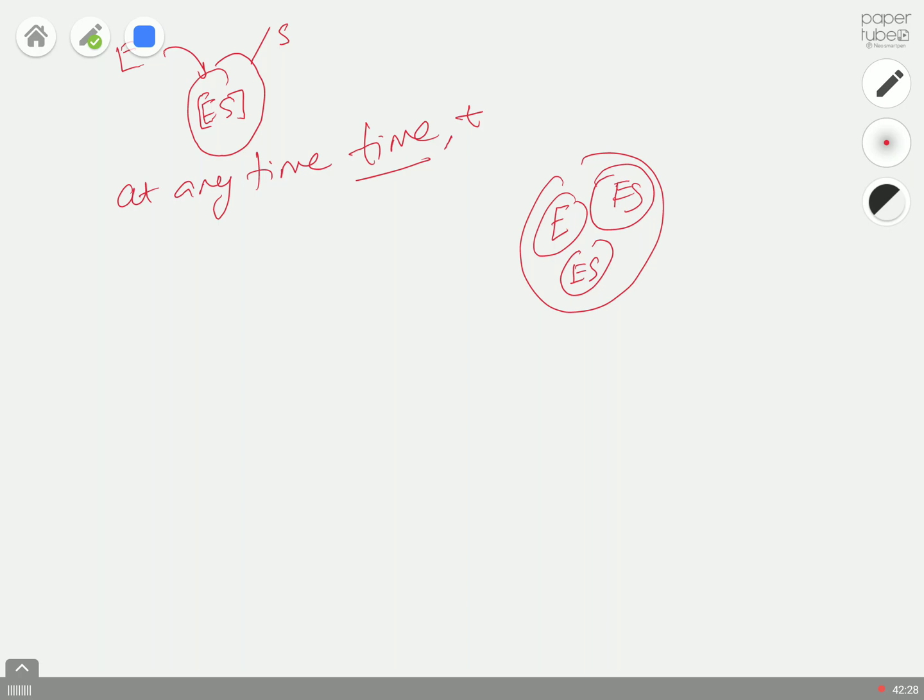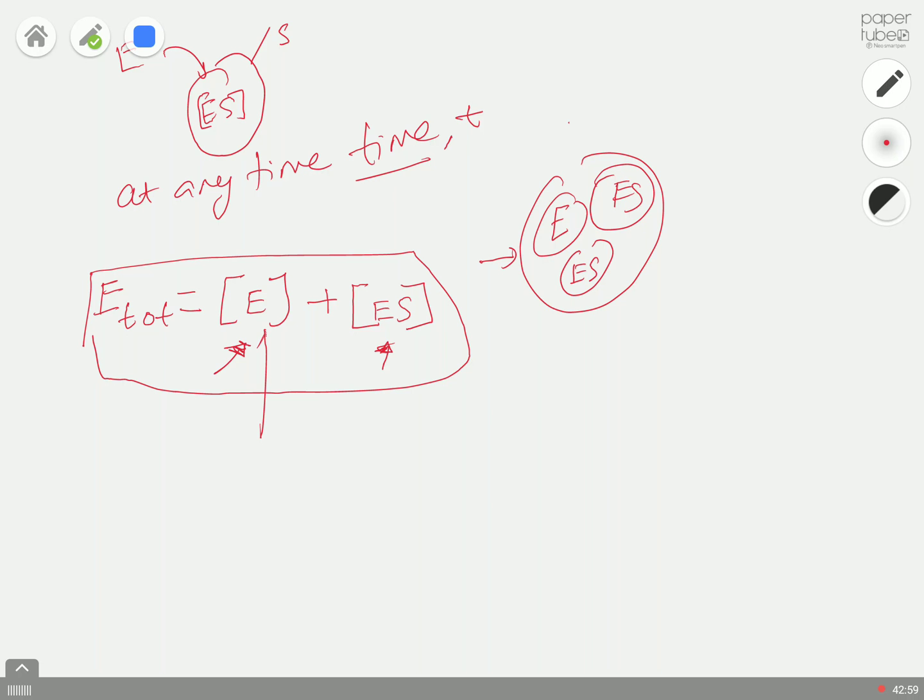So your total enzyme concentration, E total, should be equal to the concentration of enzyme which is freestanding in the solution in the reactor, and also enzyme which is already associated with substrate in the form of enzyme substrate complex. So this will be your total enzyme concentration at any time. The freestanding enzymes are ready to react with new substrate, and the others are already attached or associated with the substrate in the form of the complex.